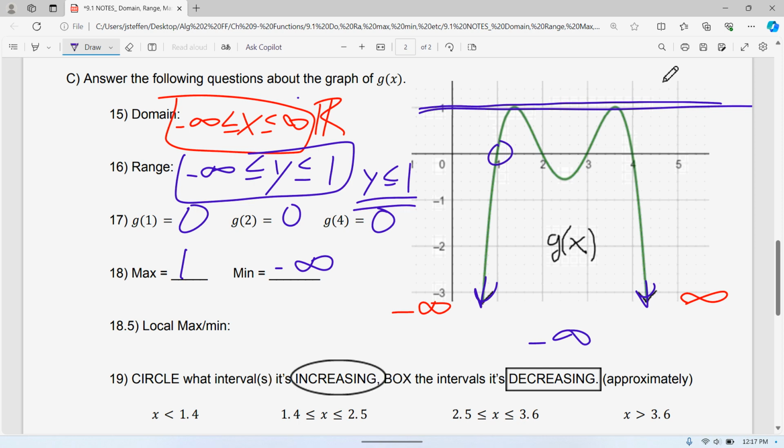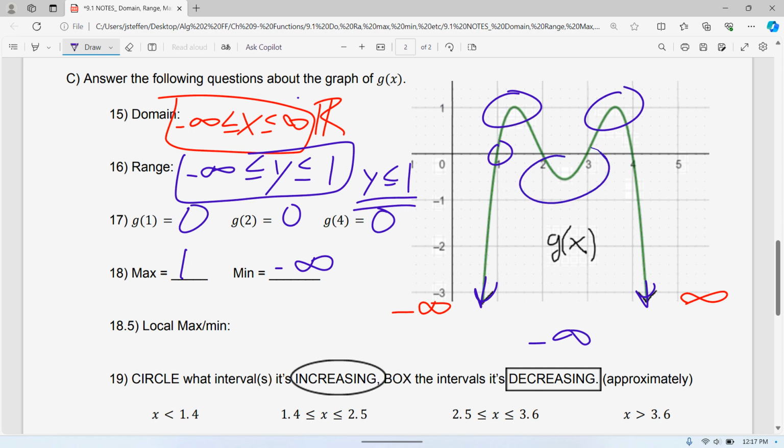It would be a maximum part of the graph. Local maximum is the same as your actual maximum. This one and this one, they both go up to 1. But your local minimum would be this one down here because, again, it's not the whole minimum of the graph. The graph goes way lower than that. But just for that little swoop in the middle, that is the lowest for that part. So that's what it's talking about with local maximum, minimum.